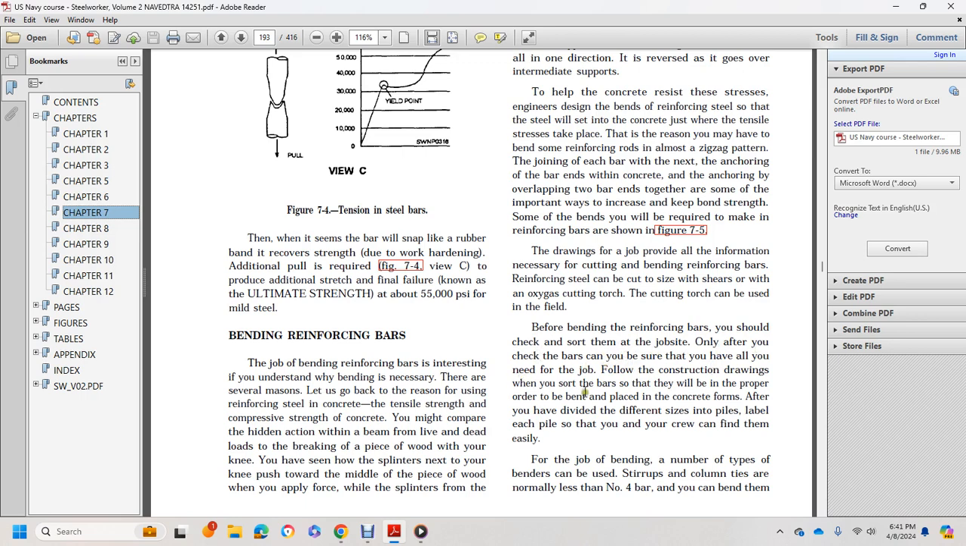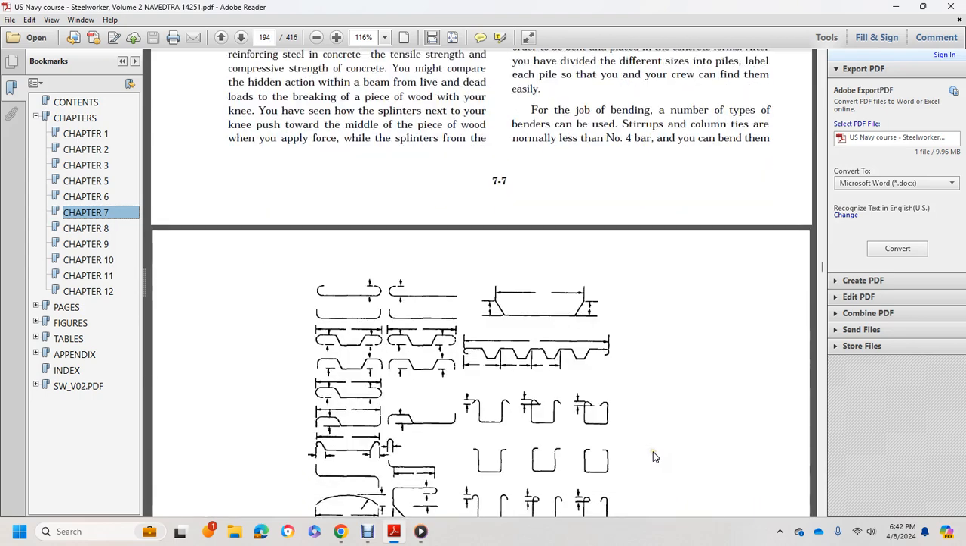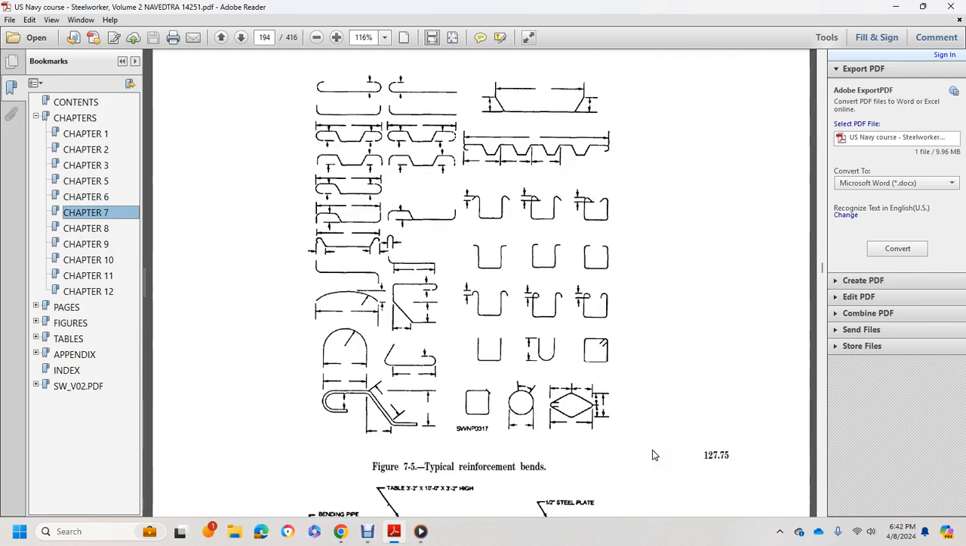Following the construction drawings, when you sort the bars, they will be in proper order to be bent and placed in the concrete form. After you've sorted the different sizes into piles, label each pile so that your crew can find them easily. For the job, bending the number and types of bends will be easy for the stirrups and column ties of normal size, less than number 4, and you can bend them by hand. Typical reinforcement bends. There are a lot of them.